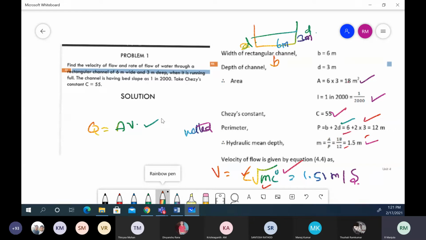Okay. Now the discharge is area multiplied by velocity, something around 27.108 meter cube per second. Okay. Now we will see another problem.